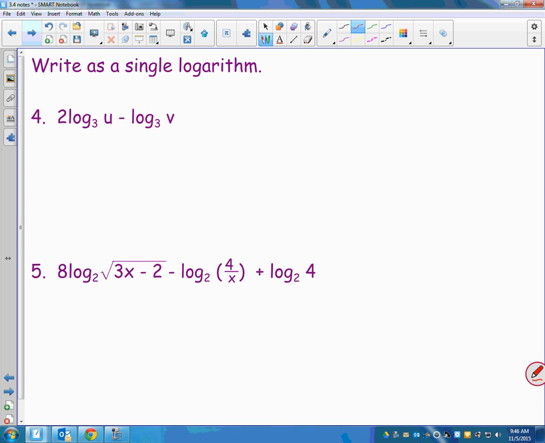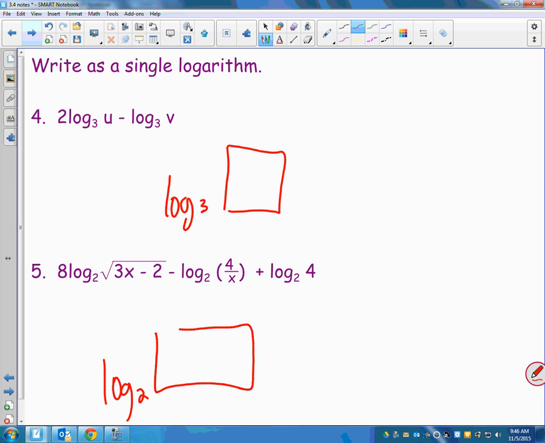But at least number 4, can you put those numbers back together? And you're not done until you can just write it as log 3 of one thing. And the same thing here, you're not done until you get only one log of whatever else goes with it, is what we're looking for. And feel free to talk to each other if it's more helpful. Or talk to me.